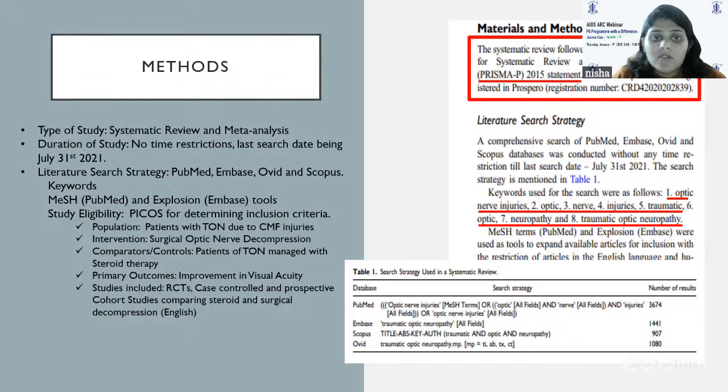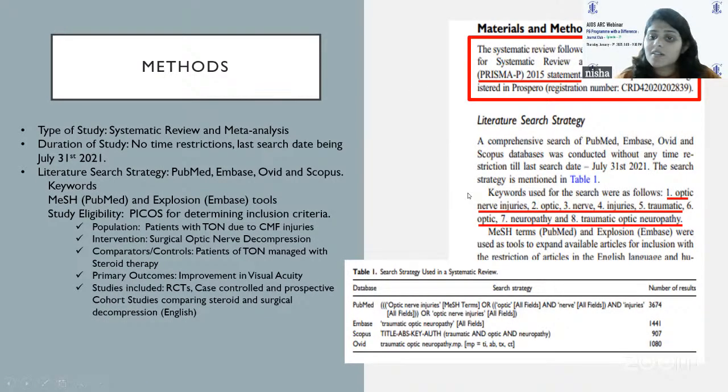So to tell about the methods in brief, this systematic review had actually followed the PRISMA-P, that is the 2015 statement, but what we are checking it against is the PRISMA 2020 criteria. It is also mentioned that the study was registered in PROSPERO, and they've also given the registration number.